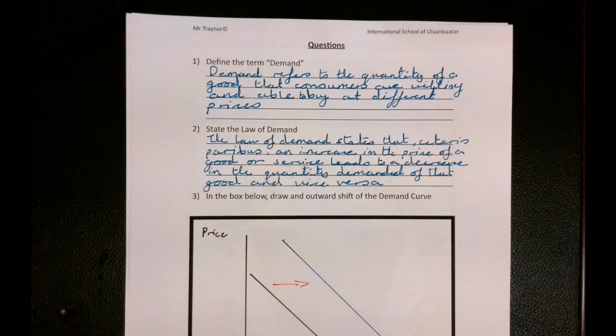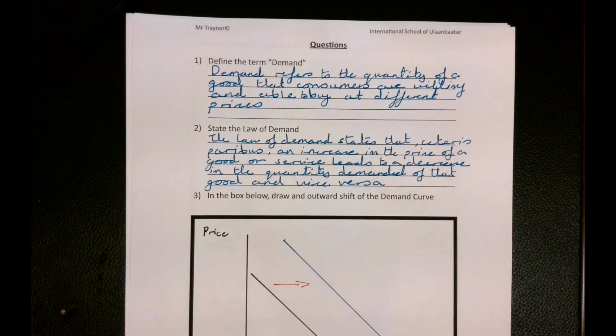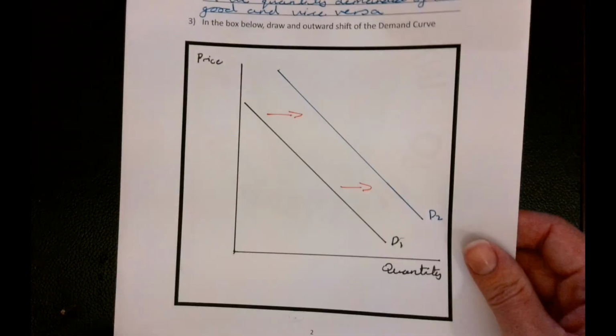So as price goes up, people buy less of the good, the quantity demanded goes down. This is a movement along the demand curve. And as the price goes down, people buy more of that good or service and the quantity demanded goes up. So price and quantity demanded, when we're talking about demand, of course, move in opposite directions.